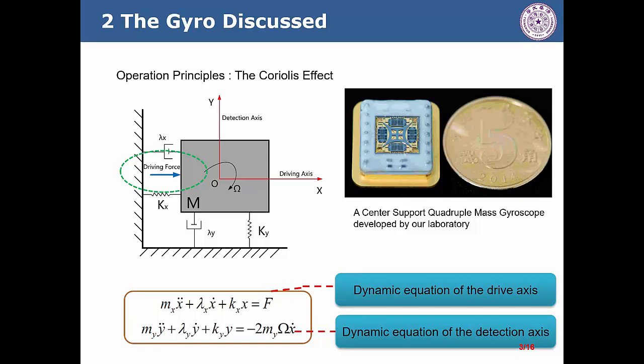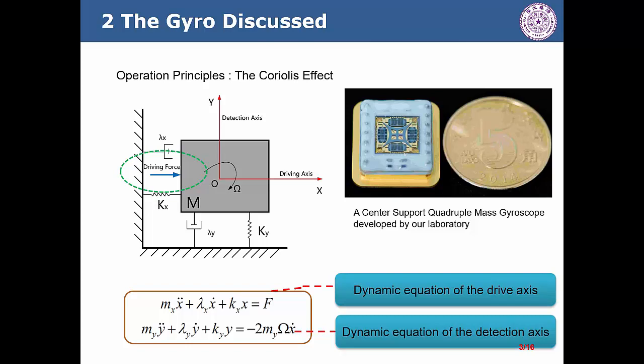It is a resonant MEMS gyroscope, and its working principle is the Coriolis effect. And it can be represented by a second-order mass spring damping system. And under the action of the driving force, usually the driving force is an electrostatic force with a sinusoid form, the mass produces a resonant motion in the driving axis.